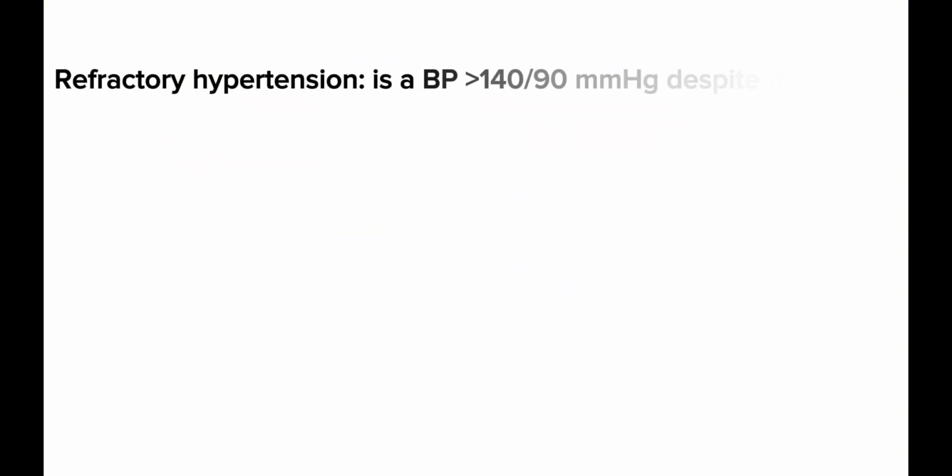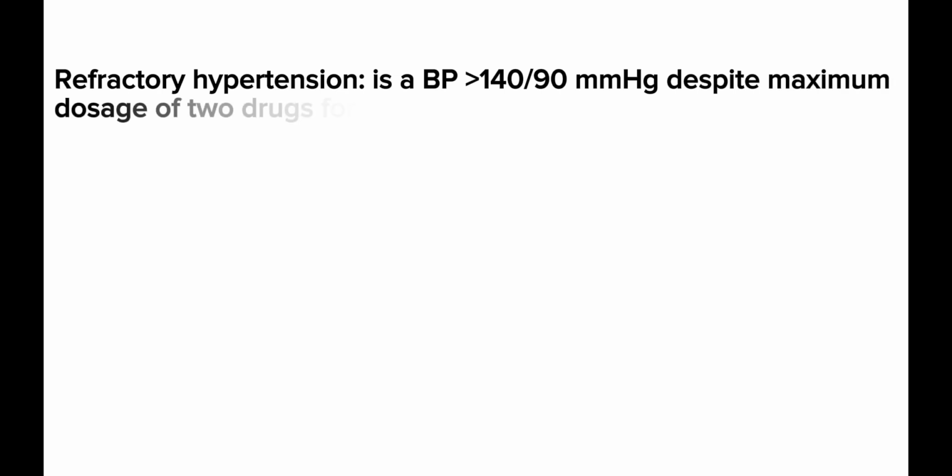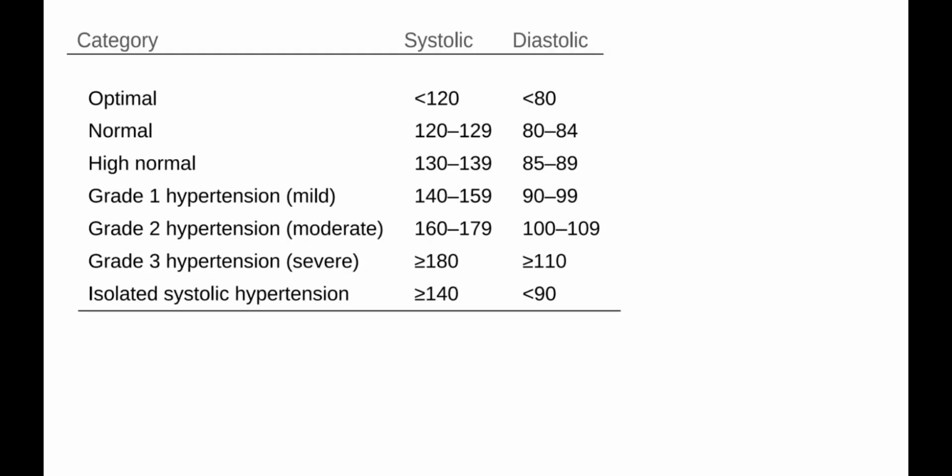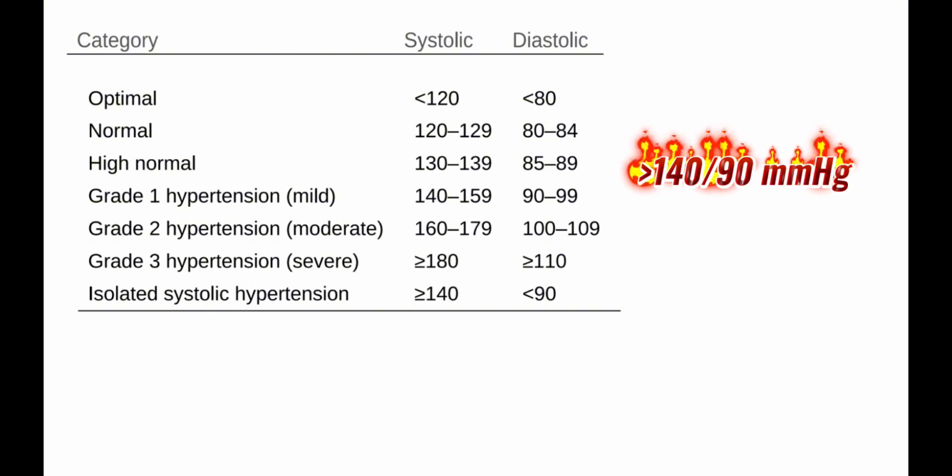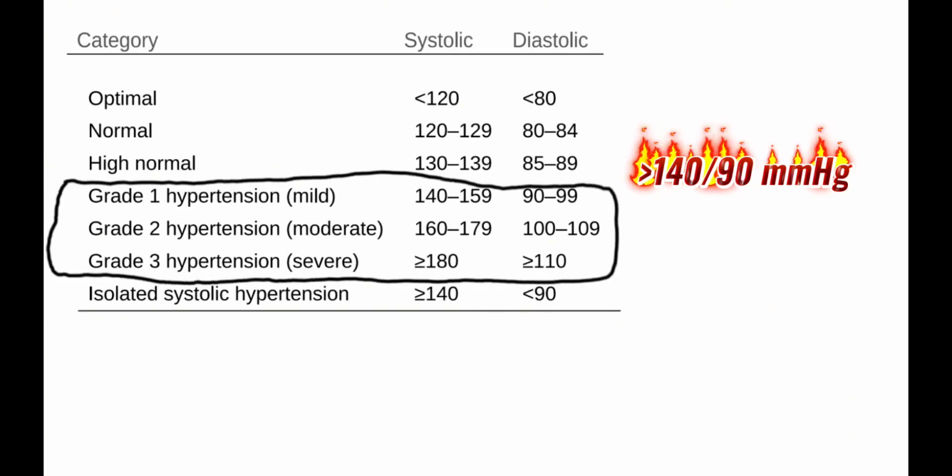Now the last but not least, refractory hypertension, in which blood pressure remains more than 140/90 despite treatment with 3 or more medications. Hypertension is categorized into grade 1, 2, and 3 based on systolic and diastolic pressure, that you can clearly see in this table. As per guideline, blood pressure more than 140/90 counts as hypertension.